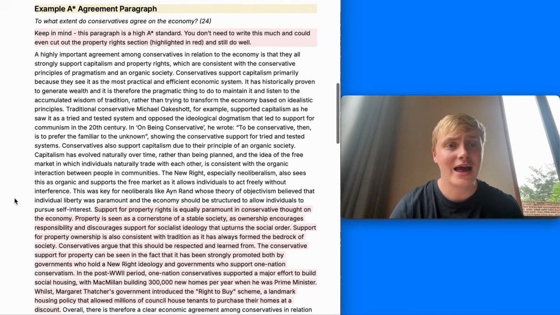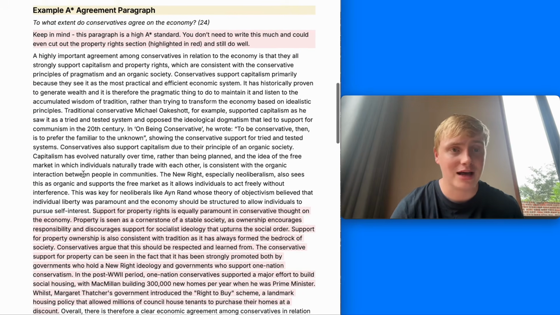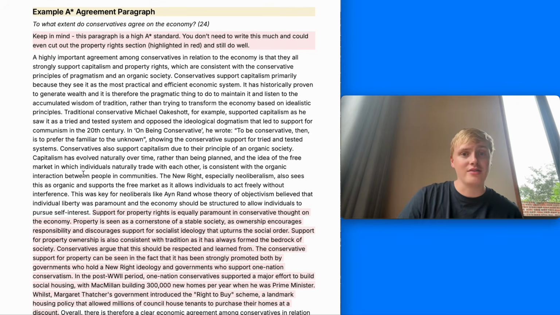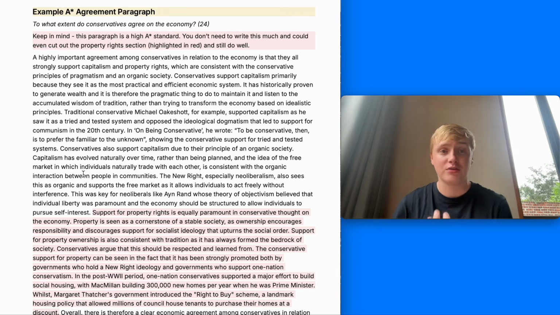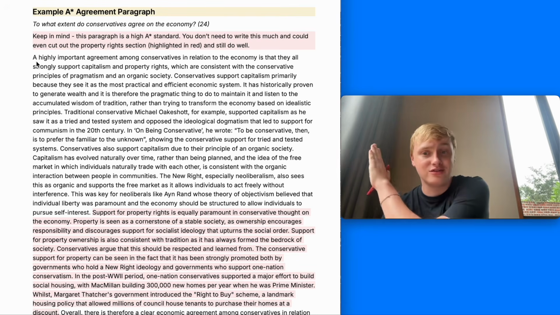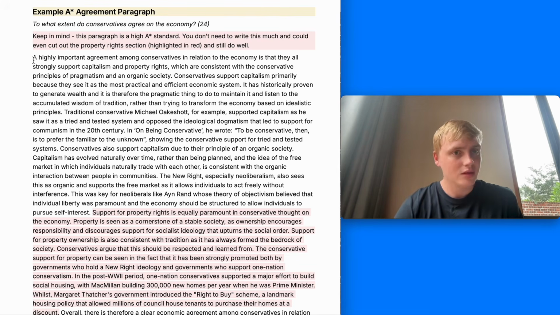You've got an example A-star agreement paragraph here. As I've said, this is very much a high A-star standard. You don't need to write this much, and could even cut out the property rights section, which I've highlighted in red, and still do well. But again, pause this or go and get the PDFs on the Politics Explained website to have this in detail. But what we start with effectively is clearly stating the agreement.